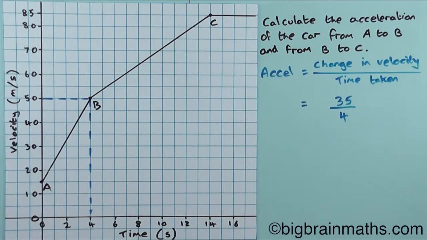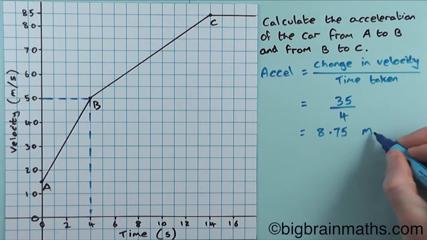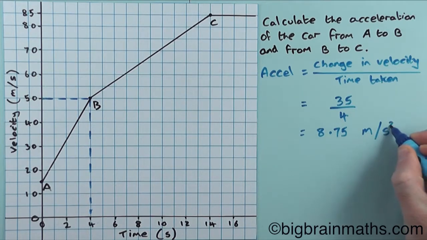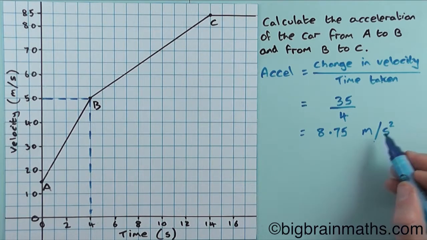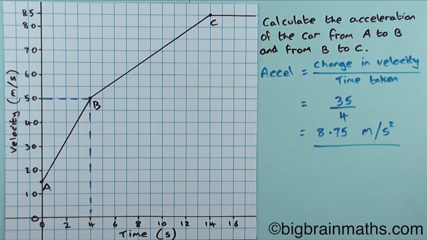So the acceleration is 35 divided by 4, which is 8.75. Now we need to put down the units of acceleration, and acceleration is measured in meters per second squared. This is now my final answer for the acceleration of the car from A to B.